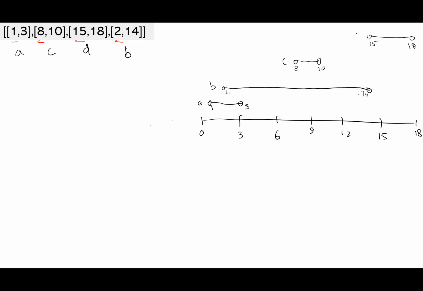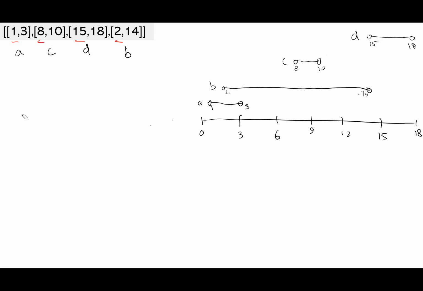Okay, so sorting based on the starting value. The way it helps us is now when I'm checking the intervals, whether it's overlapping with another interval or not, I don't have to check against all the intervals. So when I'm checking B, I can just check against A, right? And then keep on doing the same thing.